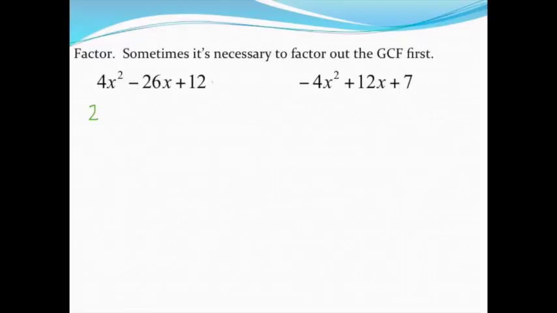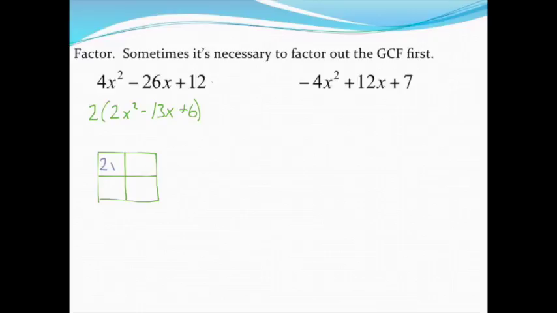So anyway, back to this one. We're going to take a 2 out. So what's left over then is 2x squared minus 13x and then plus 6. Everything's been divided by 2. Now at this point I can see that I will need to use the box method because I do not have a 1 in front of that trinomial. So I will need to use the box method. So ignoring that 2, that's the greatest common factor, let's do what we did a few minutes ago.